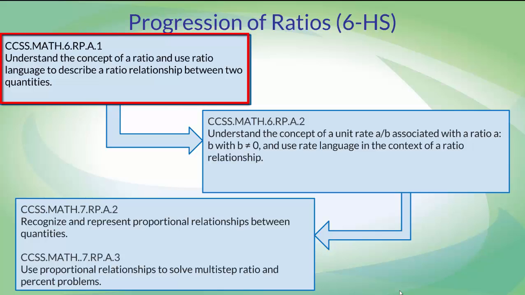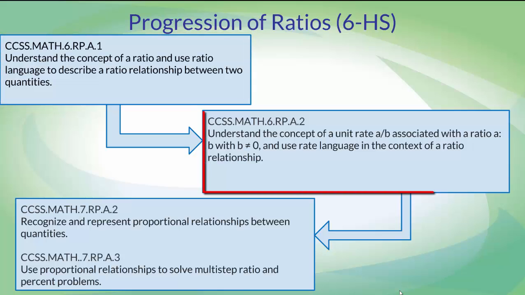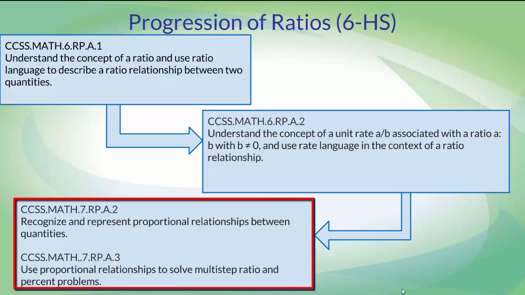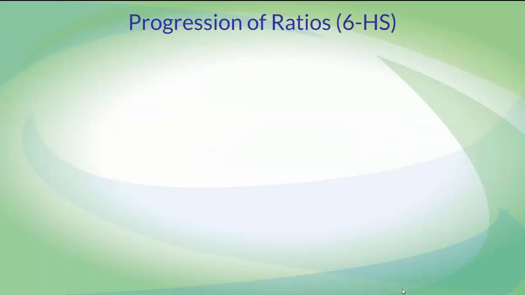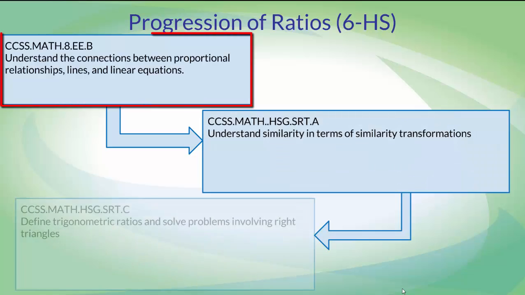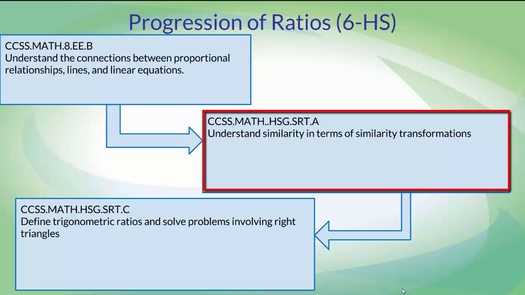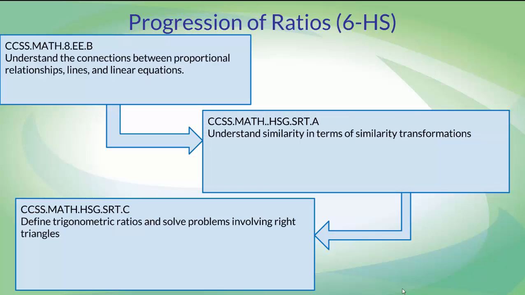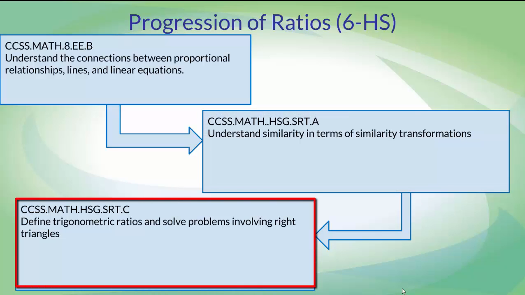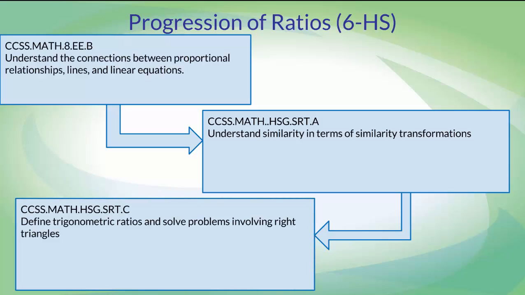In 6th grade, students begin to understand the concept of a ratio and use ratio language to describe relationships between two quantities. In 7th grade, students begin to look at proportional relationships between quantities and solve multi-step ratio and percent problems. Beginning in 8th grade, students look at the proportionality relationship between lines and linear equations. And then in high school geometry, students look at similar figures, in particular similar right triangles, when using trig ratios.